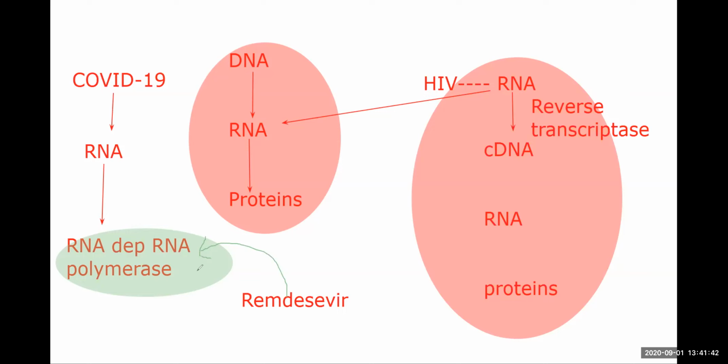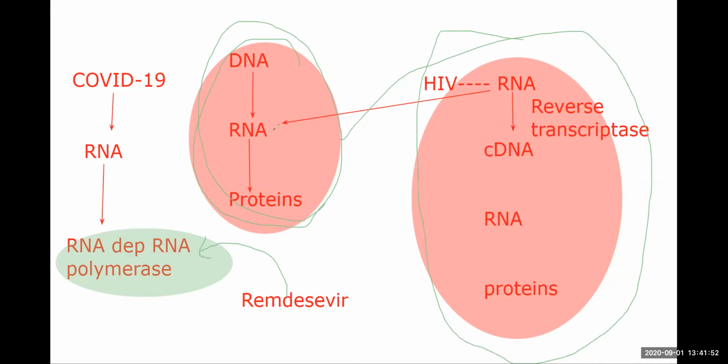So think about it, this is the major step, but there are exceptions to this rule of the central dogma of biology. One is HIV, and the second could be COVID-19. And why are these important? Because these viruses are there in the environment. They could transmit. It could be from animals, from humans, or from plants.